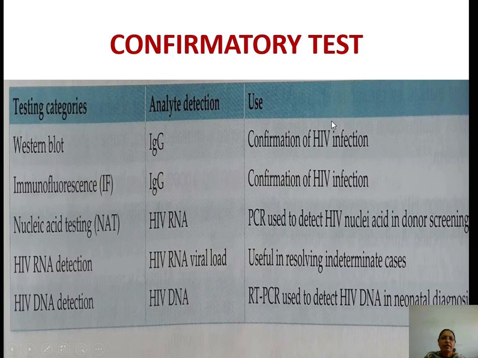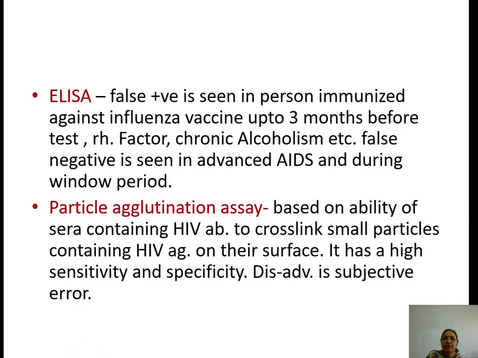Once we do the screening test, if it is positive, then we test with a confirmatory test for HIV. The different confirmatory tests are Western blot and immunofluorescence. They both detect IgG antibody. Then nucleic acid testing detects HIV RNA, and the HIV RNA detection test also detects the HIV RNA viral load. Then the HIV DNA detection test is used with the help of RT-PCR. With it we can find out the infection.